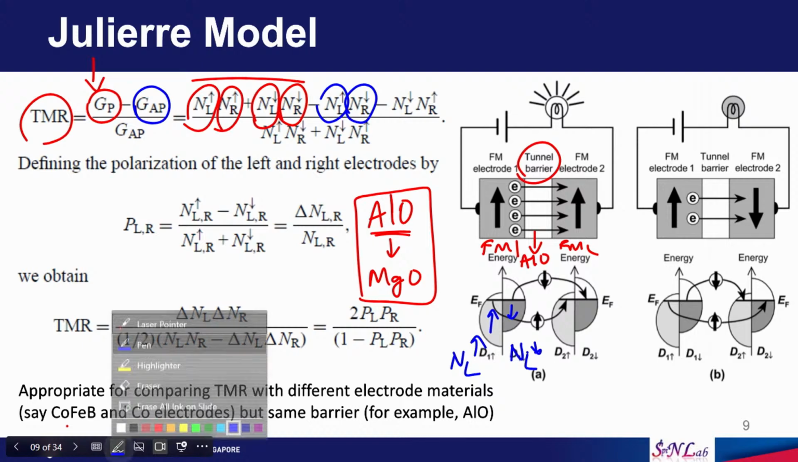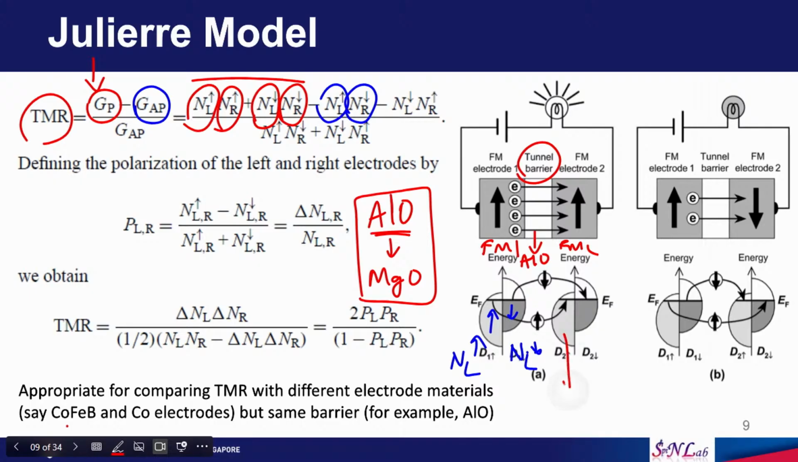Okay, so this is the terminology. So, the electrons going from this side to this side, or this side to the other side, this to this, this to that, we include all the terms there. So, that gives rise to the TMR.